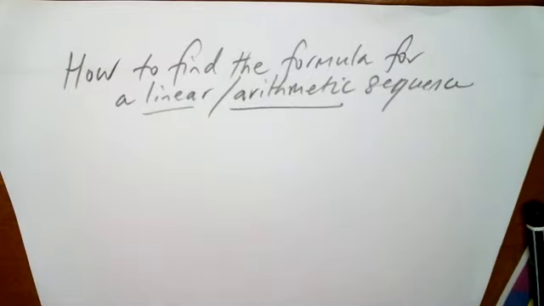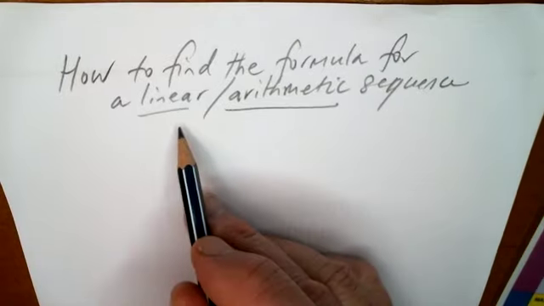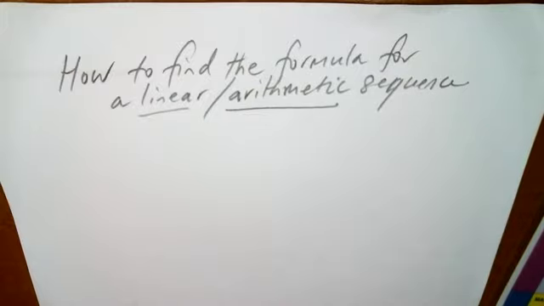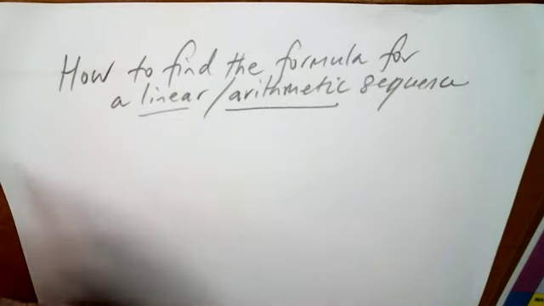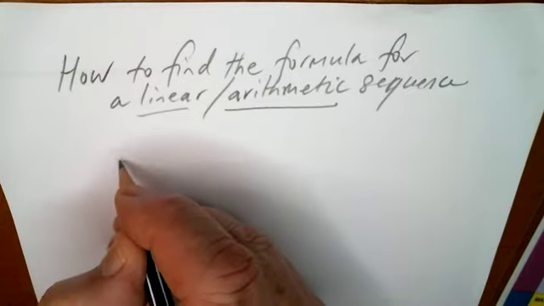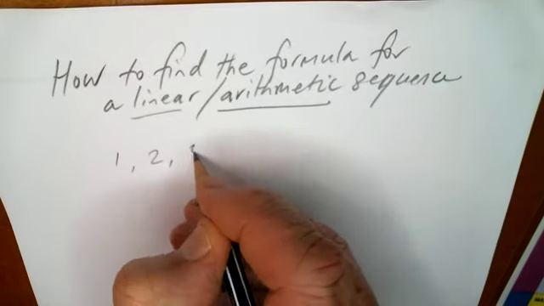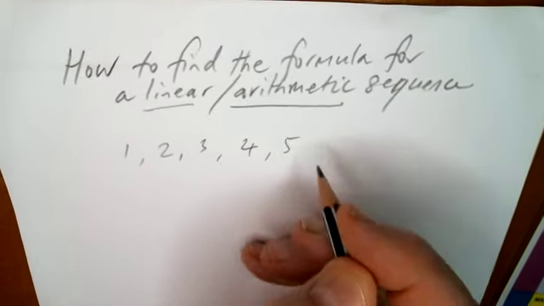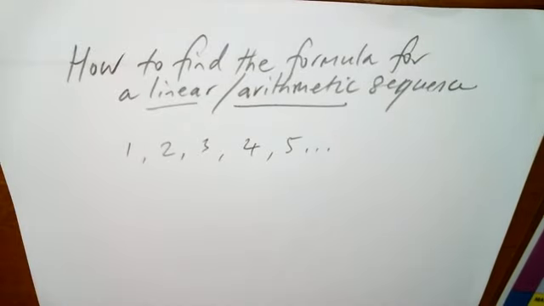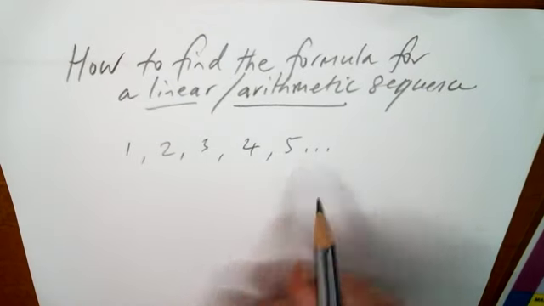Okay, we're going to have a look at how to find the formula for a linear or arithmetic sequence. Now, when we say linear or arithmetic, it's a sequence that goes up by the same amount each time. So let's say, for example, the most simple one would be something like 1, 2, 3, 4, 5, and so on. Yeah? That would be probably the most simple linear arithmetic sequence you can get. Each one is going up by 1.